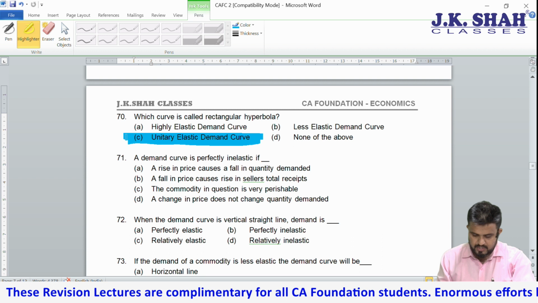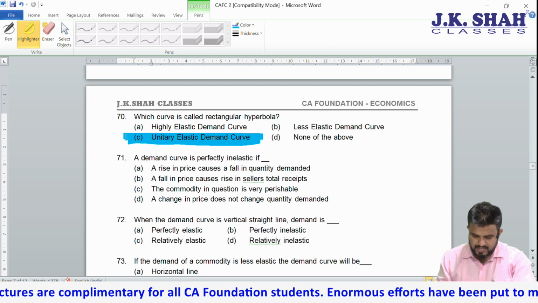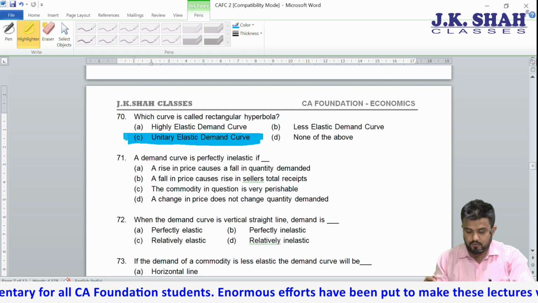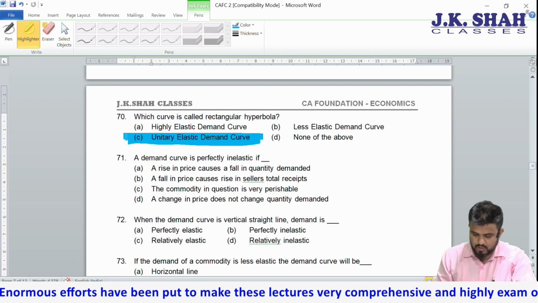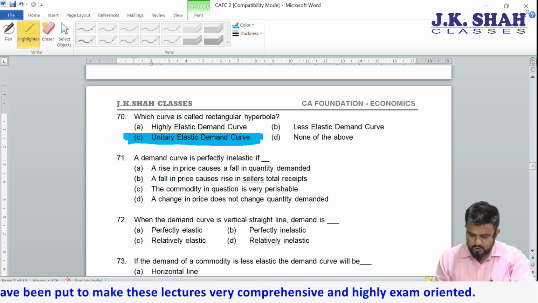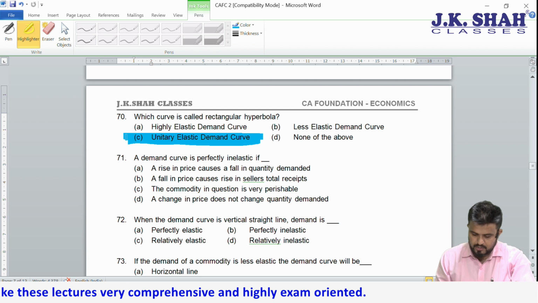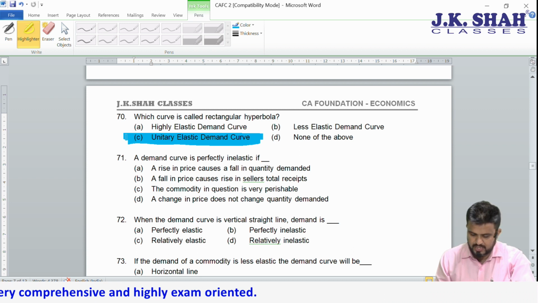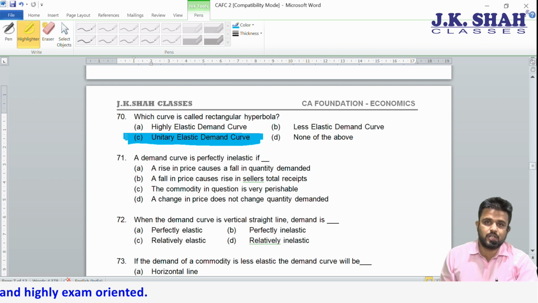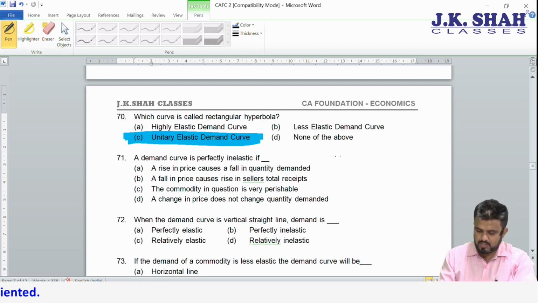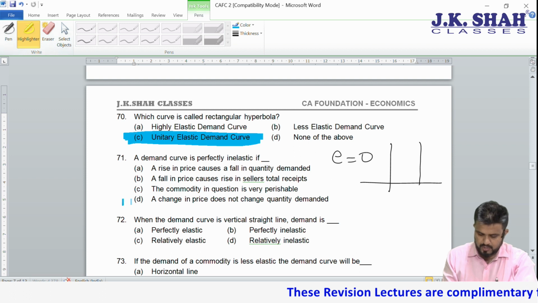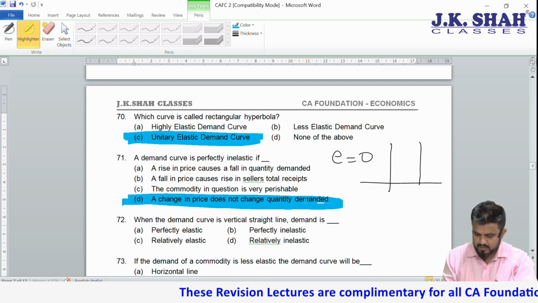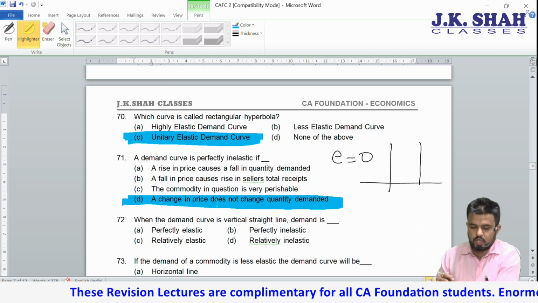Coming to 71, a demand curve is perfectly inelastic if a rise in price causes a fall in quantity demand. A fall in price causes rise in sellers' total receipt? No. The commodity in question is very perishable? No. Change in price does not change quantity demand. Perfectly inelastic means, students, they are talking about E equals 0. Vertical straight line, no change. So the most appropriate answer is D. Does not change.